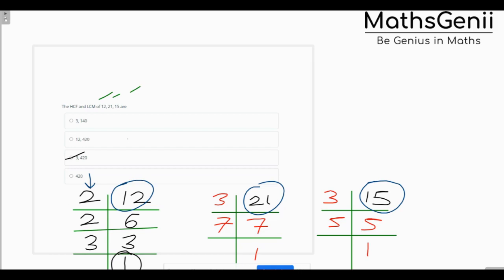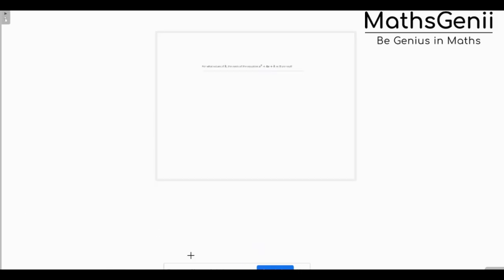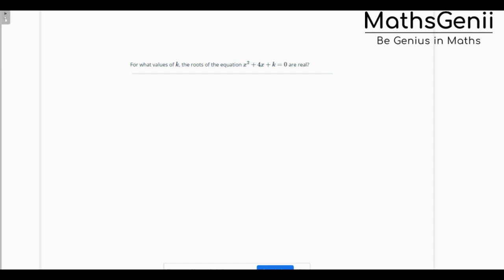Now let's move on to the next question. Let's see what the next question is. Find the values of k when the roots are real. Now you have to pay attention for this question. He is saying roots are real.